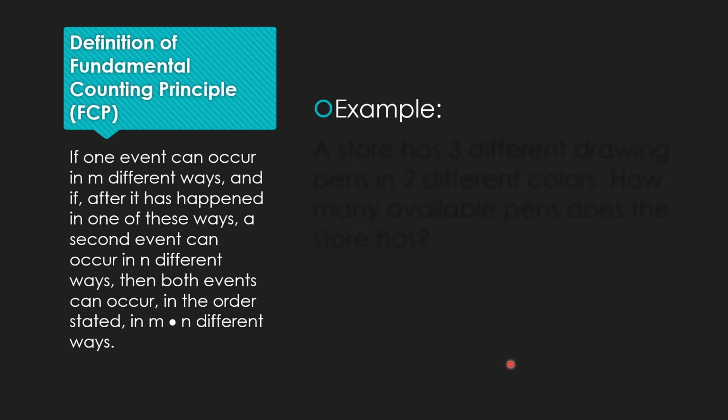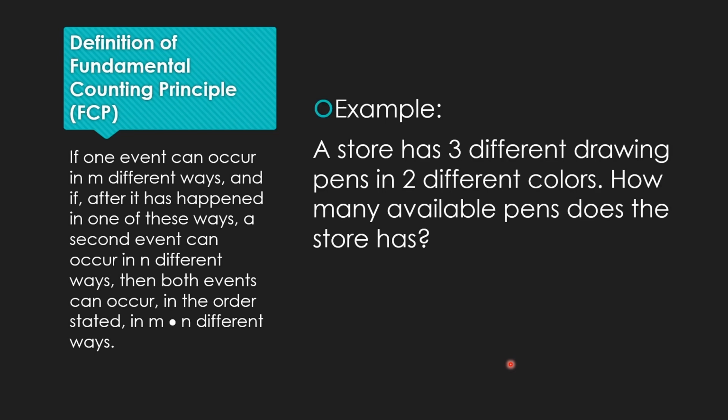So I have here an example. A store has 3 different drawing pens in 2 different colors. The question is, how many available pens does the store have? So if you have three different drawing pens, and each drawing pen has 2 different colors, how many available pens can you choose from in that store?